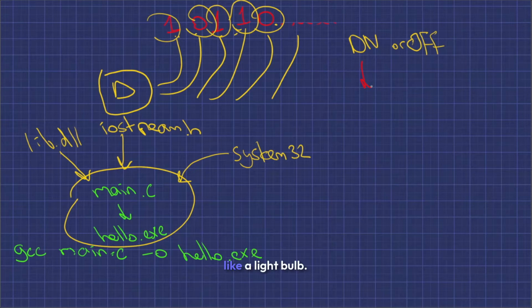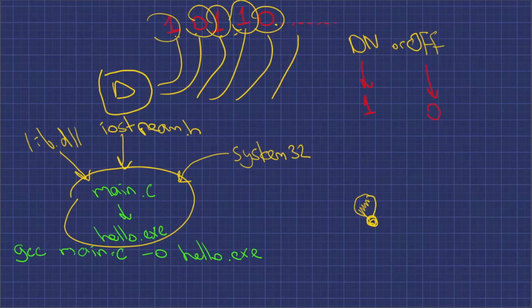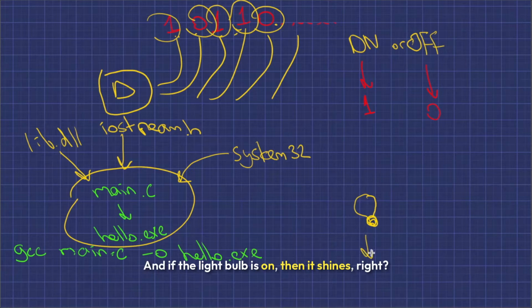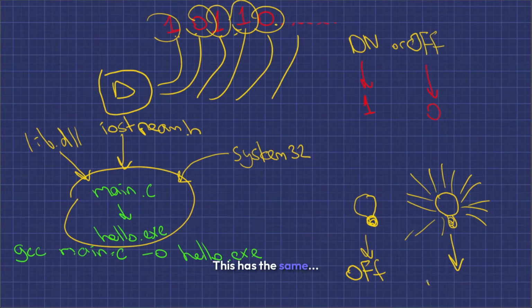It's like a light bulb. So this is a light bulb. Sorry for my drawing skills here. So the light bulb does not have a light, so this is off. And if the light bulb is on, then it shines, right? So this is basically on, right? This has the same logic.